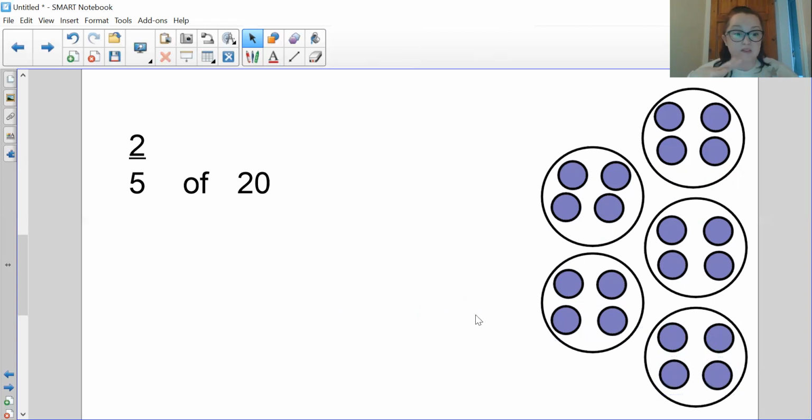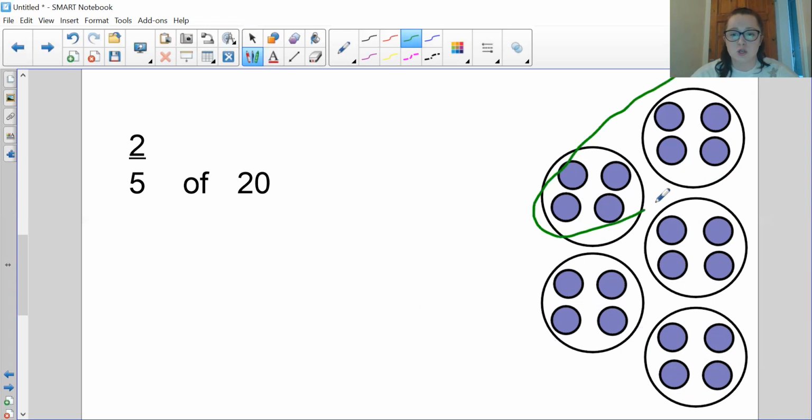So I've split them up into their groups now, and there's 5 groups with 20 counters altogether. So I'm going to be looking at 2/5 now. So let's have a look. Now we know that 1 circle is 1/5. So we're going to be looking at 2 circles.